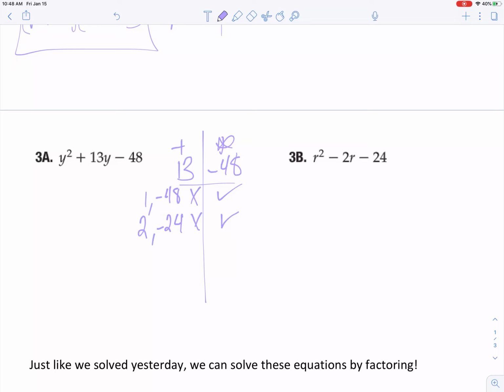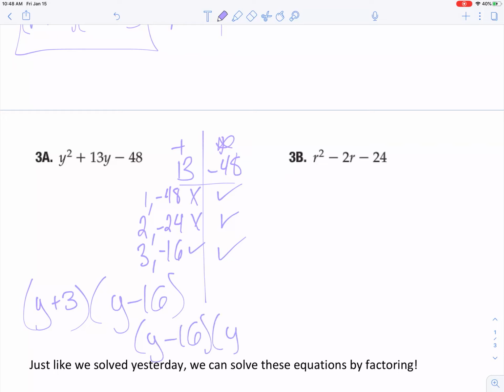If you're not sure what 3 times what gives you 48, take 48 divided by that 3, and it will give you a number. Or negative 48 divided by 3. Hey, that's it. So my answer is y plus 3, y minus 16, don't forget. Y minus 16, y plus 3 is the same thing. Either one of those answers is acceptable. Delta Math takes them both.